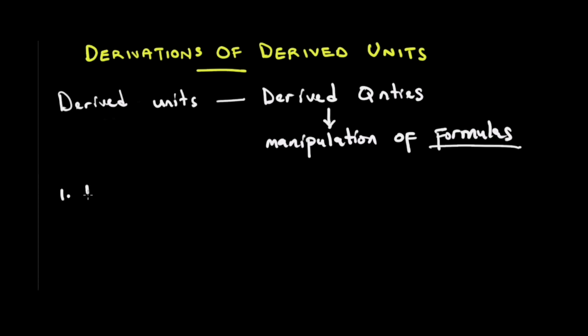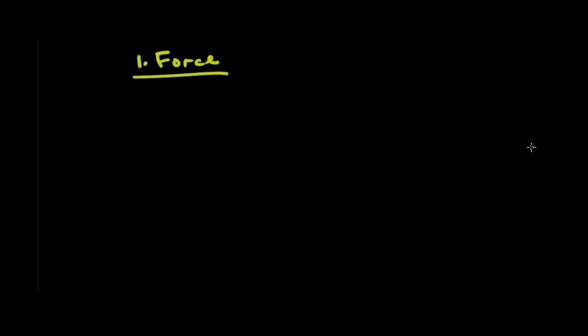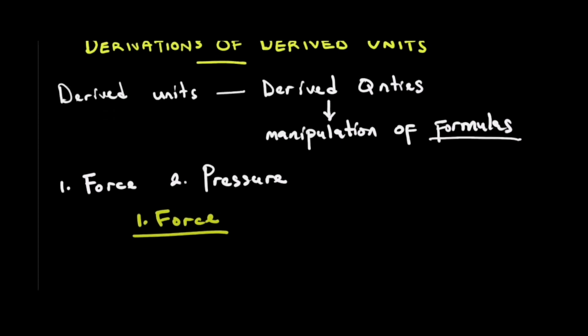Number 1, we will deal with force. Then secondly, we will deal with pressure. Looking at force, as we have just seen above, what is important in our derivations is knowing the formulas. So the question we ask ourselves when we want to derive the derived unit of force is: what is the formula that defines force? The formula of force, as we learned in our previous lesson, is F is equal to mass times acceleration.